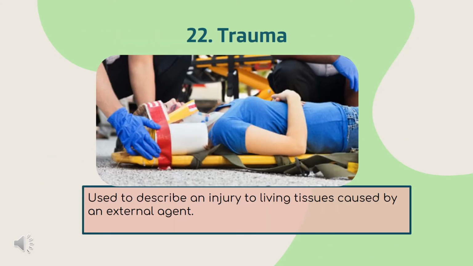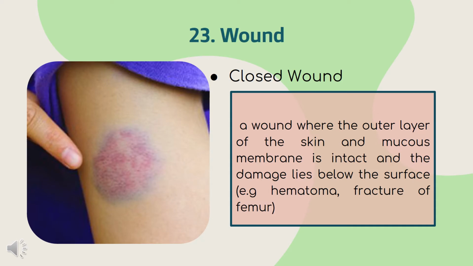Trauma. This is used to describe an injury to living tissues caused by an external agent. Wounds. So we have the closed wound and the open wound. So first, let's differentiate the closed wound. A wound where the outer layer of the skin and mucous membrane is intact and the damage lies below the surface. Examples are hematoma and fracture.